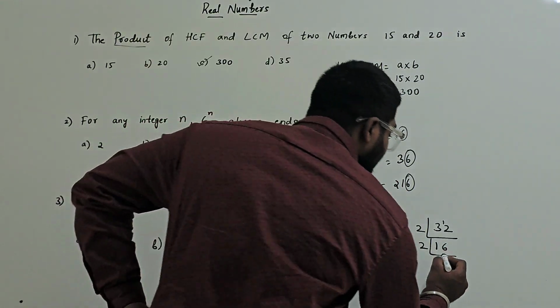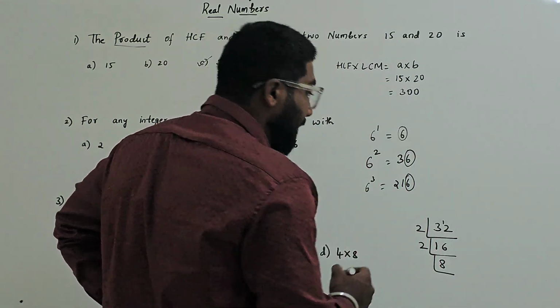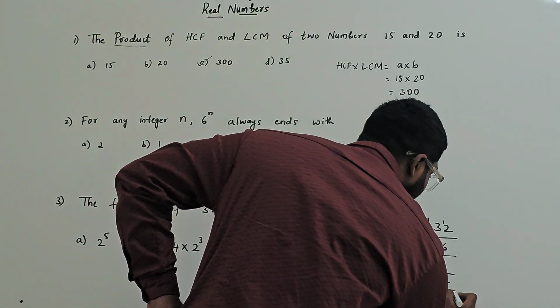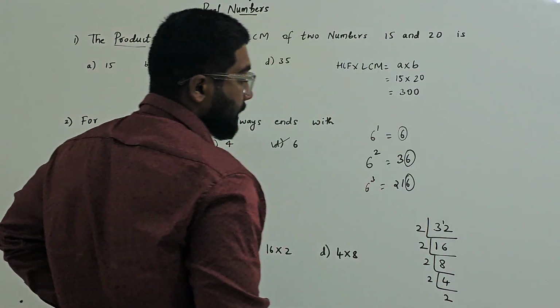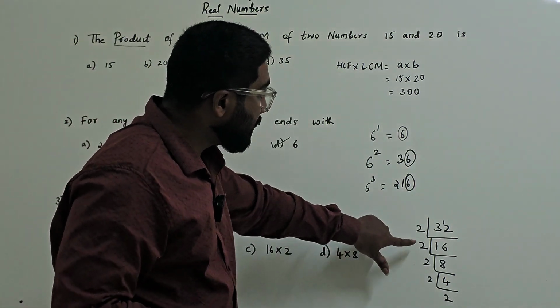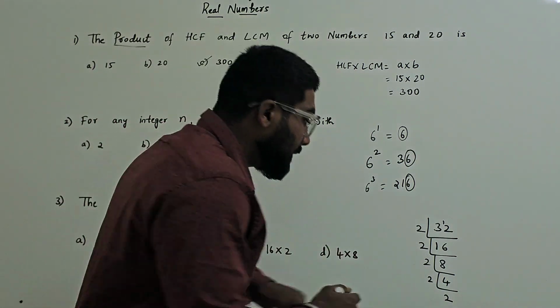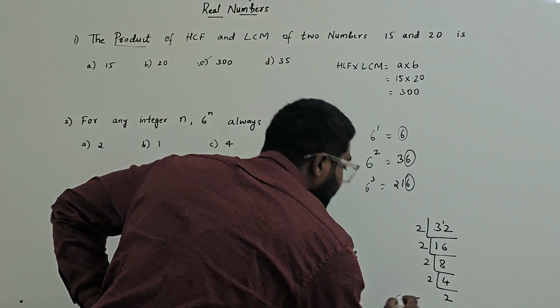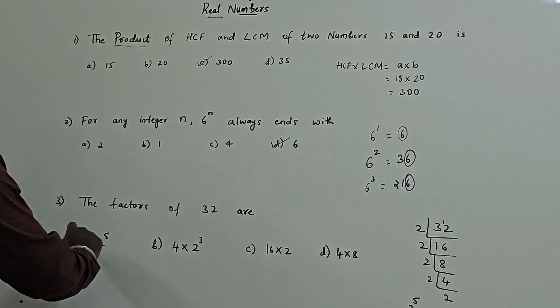16 divided by 2 is 8, and 8 divided by 2 is 4, and 4 divided by 2 is 2. Now count how many 2s are there: 1, 2, 3, 4, 5. Means it is 2 power 5. Now check the answer. It is option A.